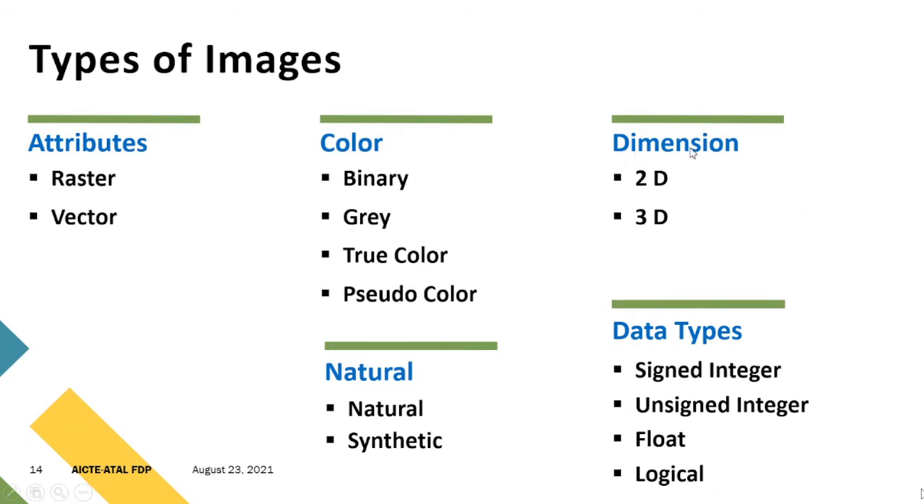Next, categorization of images on the basis of dimension. What do you mean by that? Dimension: 2D or 3D, 2-dimensional images and 3-dimensional images. Simply, if I have drawn a square or rectangle in my copy, that is 2-dimensional. But if depth is also considered, that is 3-dimensional. Next, classification of images on the basis of nature. So it may be natural images or synthetic images.